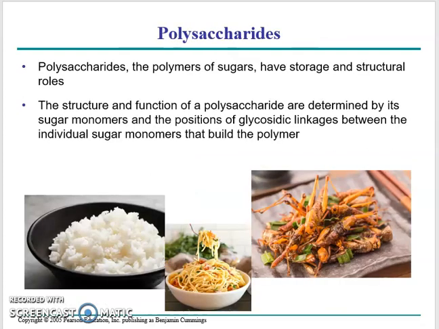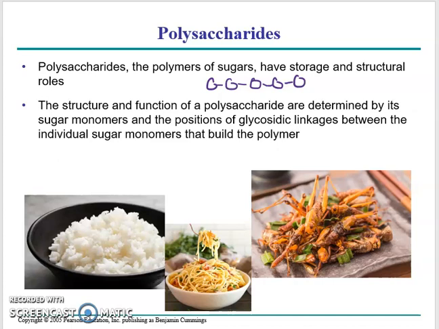So what we're going to do then is talk about polysaccharides. Polysaccharides, or the polymers of sugar, are multiple subunits, right? Like these beads on a string here, they have storage and structural roles. So most of the time, polysaccharides are either to store energy or to form the structure of an organism, right? So in other words, part of the body.